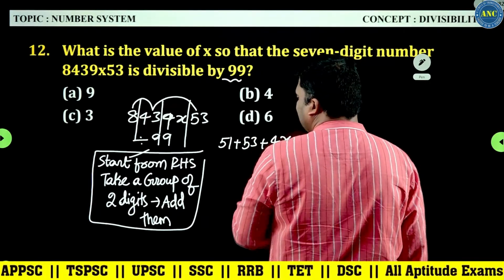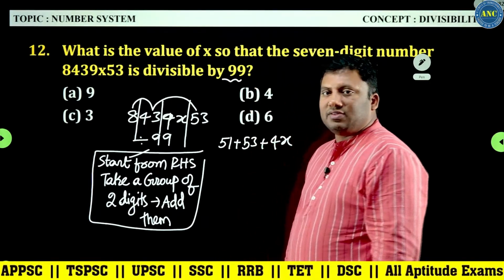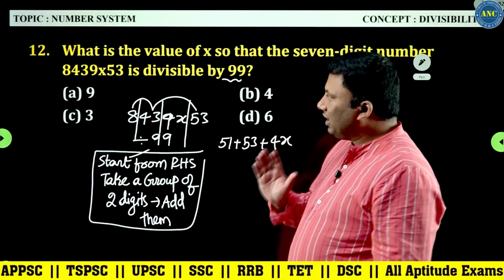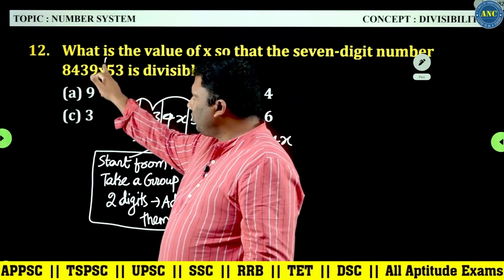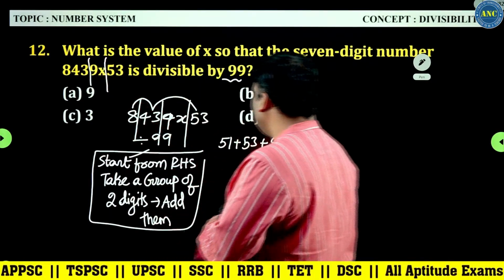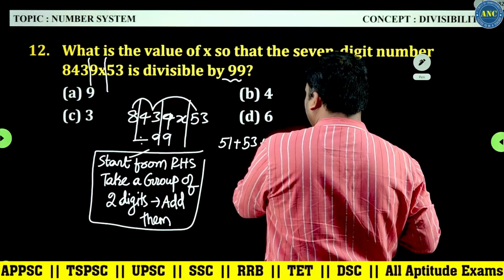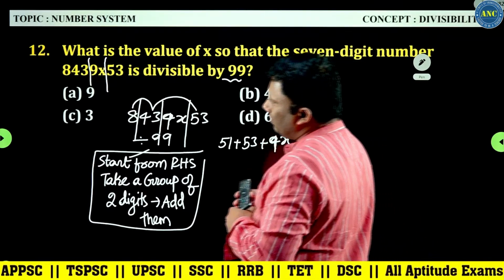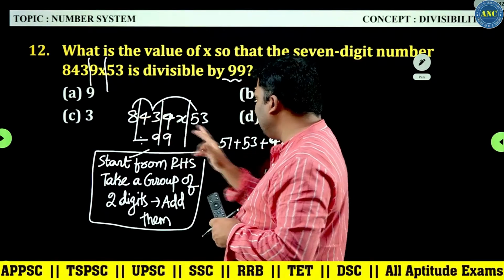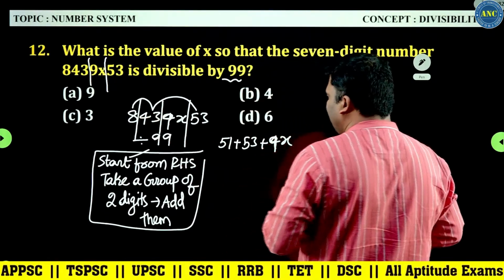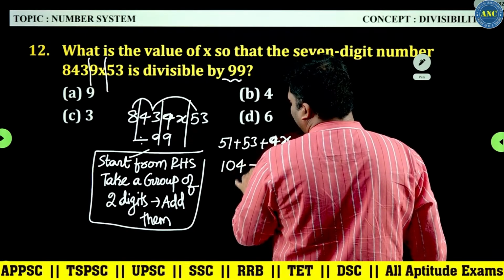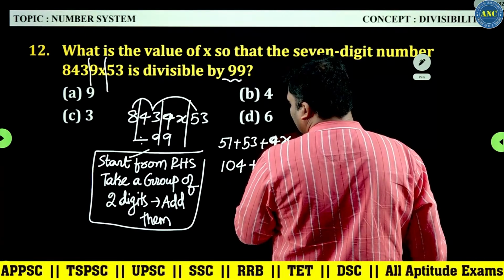It should be divisible by 99. Start from the right-hand side, take a group of 2 digits. It is 53. Next it is 9X. 9X plus 43 plus 8. 43 plus 8 is 51. 51 plus 53 plus 9X. 51 plus 53 is 104, plus 9X.